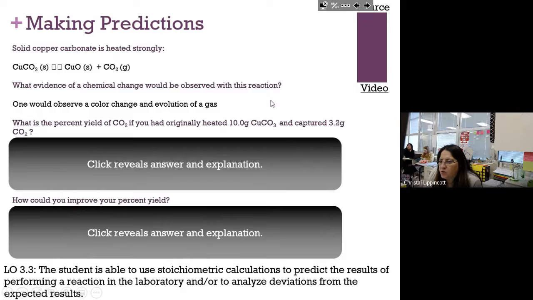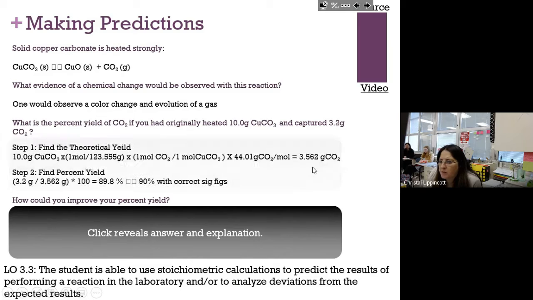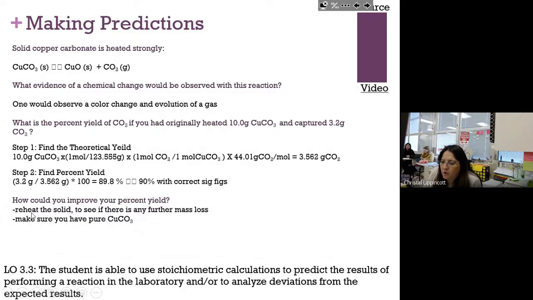Here, what evidence would you see? You could see a color change, and you could also see gas coming off. Then you had a percent yield. You should have ended up with 89.9 or 80% is probably what most of you ended up with. And then how could you improve it? You could reheat the solid to see if there's any more mass lost, or you could make sure that the copper carbonate was solid. Or pure, I mean. Okay, questions? Ready to move on?